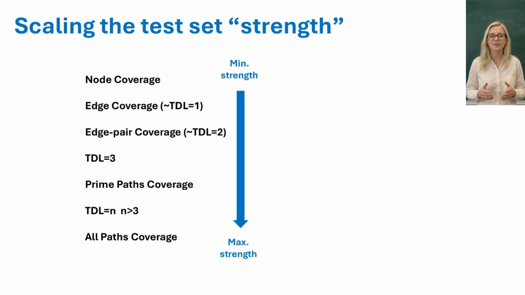Take a look at the list on the left side of this slide to see how we order these test coverage criteria from weakest to strongest. All paths coverage at the bottom of the list means all possible paths in the graph, which is a rather theoretical option. It's necessary to say that the exact positioning of the test depth level, where the level is greater than 3, and prime paths coverage depends on the particular case, so it is difficult to establish the exact order.